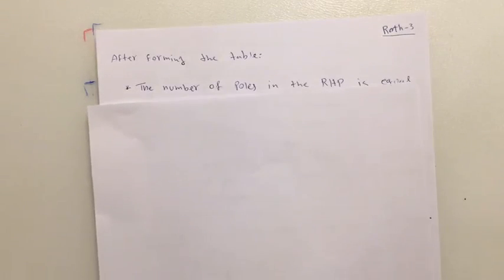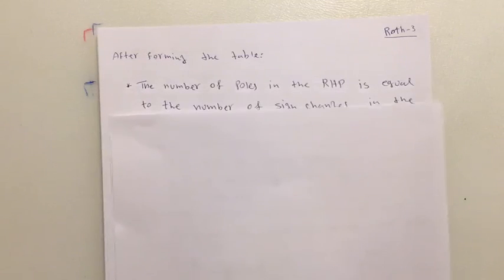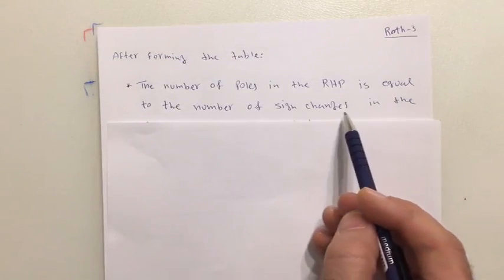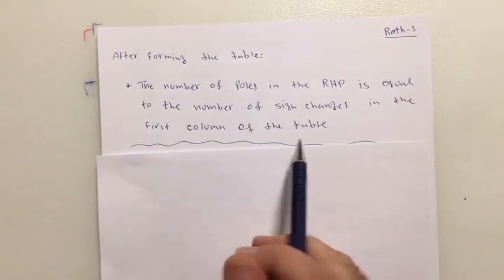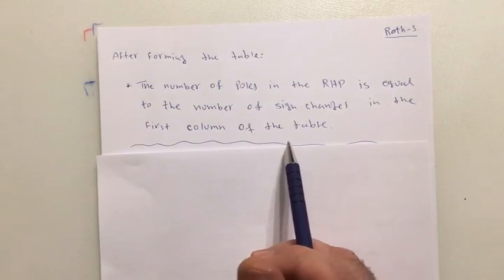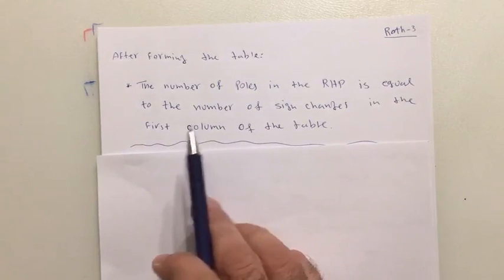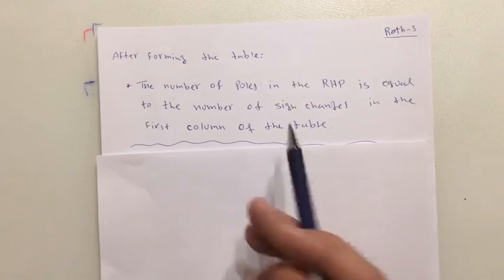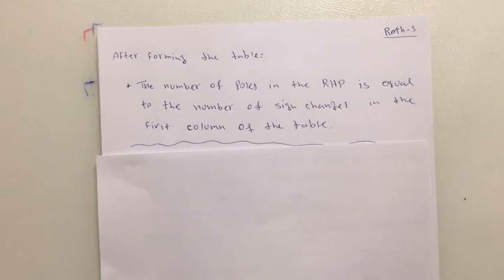After forming the table, so when you have the table ready, there are some steps that you should follow. After forming the table, the number of poles in the right half plane is equal to the number of sign changes in the first column of the table. Okay, I'll tell you what it means. When we have the table ready, what actually is important is only the first column and the sign of the elements in the first column.